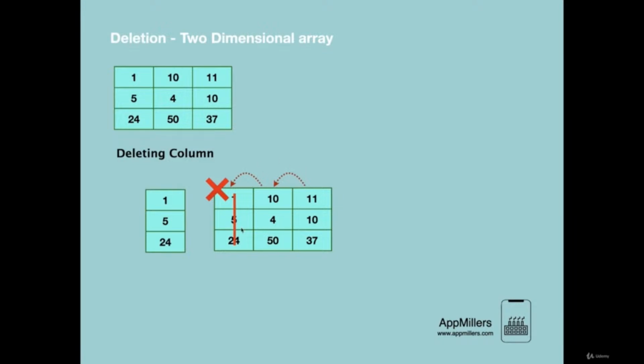And this process is very time consuming because every time we delete a column, the rest of the columns have to move one step back. And this is how deleting a column in a two-dimensional array works. So let's see what the time complexity of this operation is. As we said, when we delete the first column from here, each column has to move one step left.